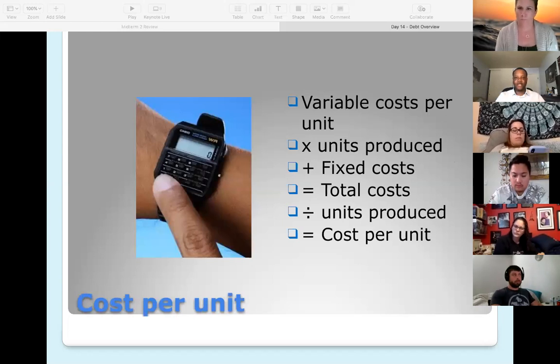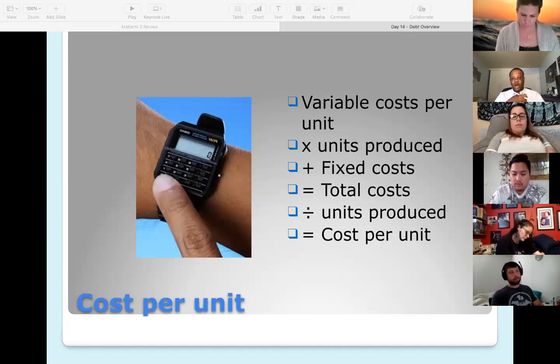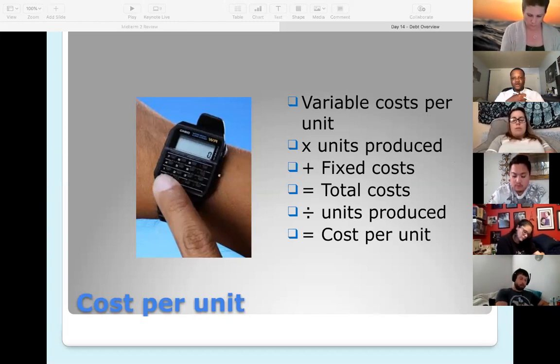All that is important because it helps us with doing this analysis to figure out what's our cost per unit. This is an example that we did, I believe with pizzas. We were looking at what's the variable cost per unit. You multiply that by the number of units produced, add that to your fixed cost, and that's going to equal your total cost. Then those total costs get divided by the number of units produced to get you to your cost per unit.